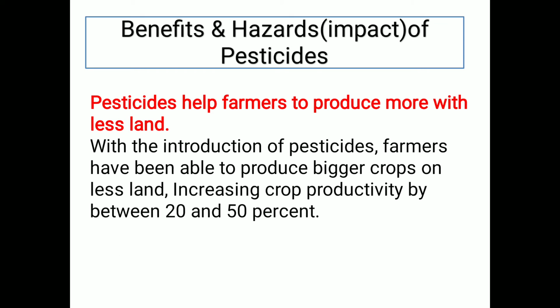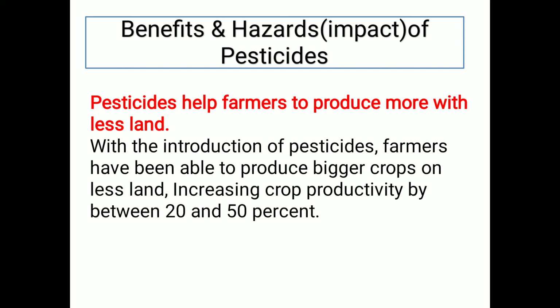Then we discuss the different benefits and hazards, or advantages and disadvantages, or impact of pesticides. So first we discuss the benefits. First benefit is a very simple advantage: pesticides help farmers to produce more with less land. That means with the introduction of pesticides, farmers have been able to produce bigger crops or more crops on less land. Due to that our productivity increases by 20 to 50%.